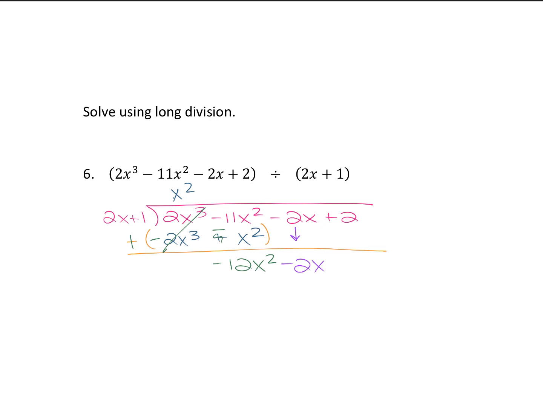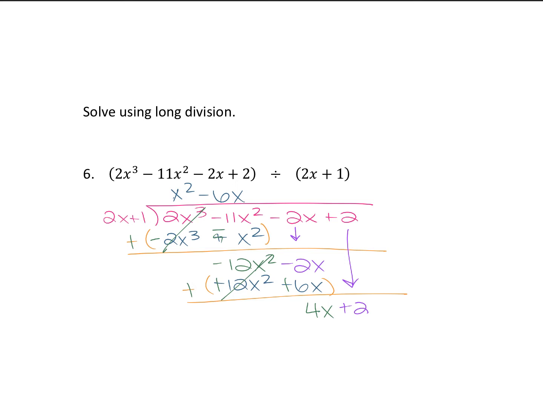From here, we ask ourselves, 2x times what is negative 12x squared? That's going to be a negative 6x. So negative 6x times 2x is negative 12x squared. Negative 6x times 1 is negative 6x. We subtract these, or again, add the opposites. The 12x squared cancel. Negative 2x plus 6x is 4x. We drop down our next term, which is the 2.